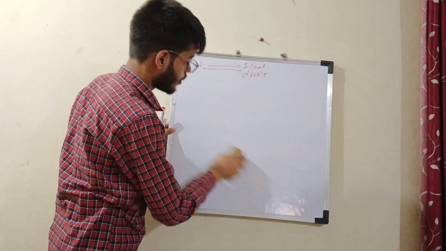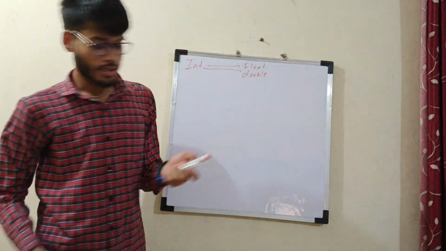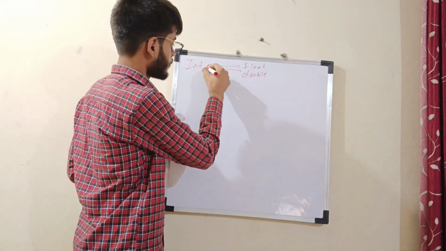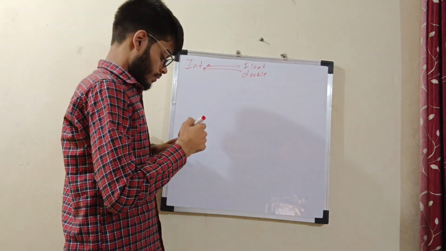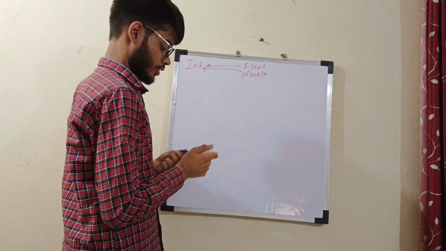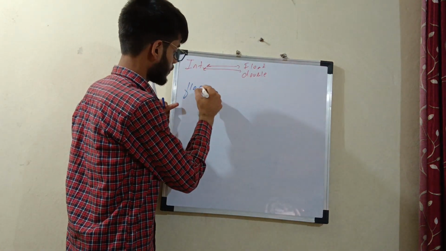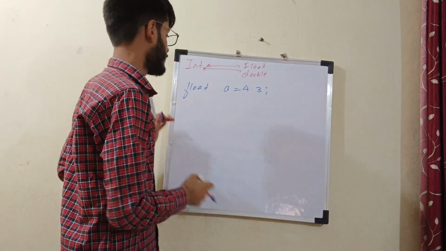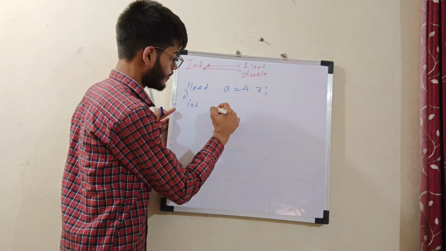So we will see how to convert from float to double, float to int. Let's take the variable float a is equals to, let's say, 4.3, and we'll be storing into b.